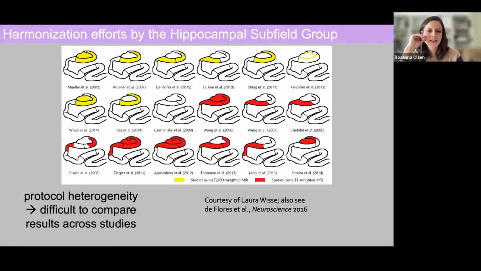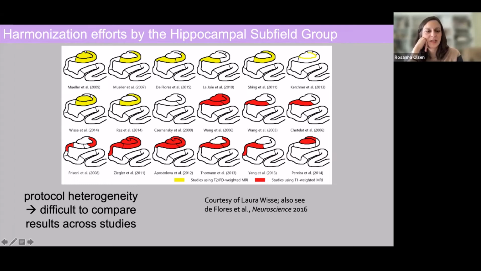This figure is a visual depiction of a table that's in Robin DeFlores's paper that shows that across all of these different studies, yes, many of these studies did show differences due to age in subregions of the hippocampus, but look how different the findings were across the different studies. And in fact, there's one study that didn't show a difference in hippocampal volume with age. What's shown here is the yellow is studies that use T2 weighted imaging, and the red is studies that use T1 weighted imaging. And Laura has color coded the different subfields that have shown differences across different studies, and you can see that they're very different.